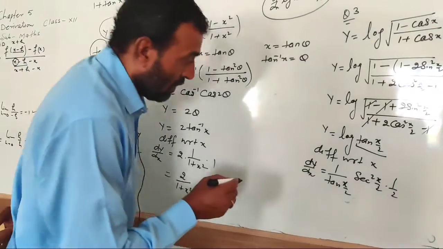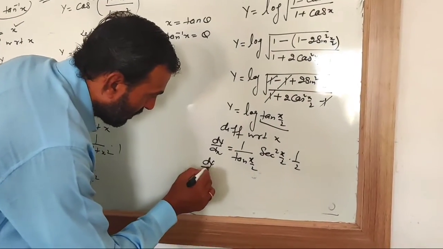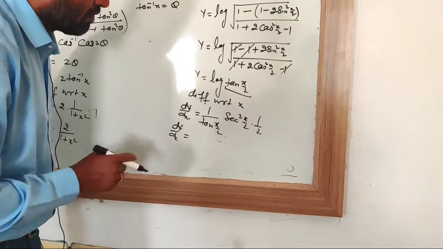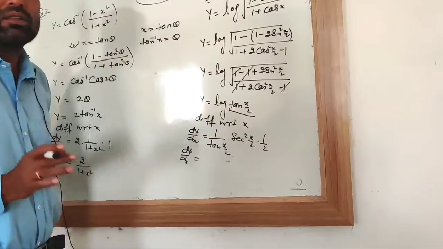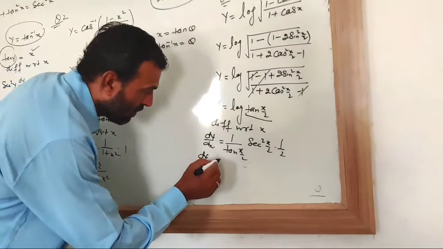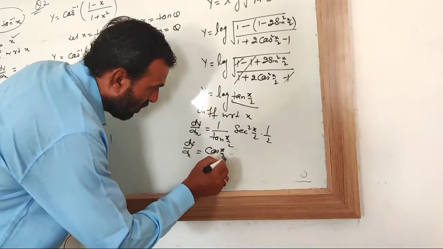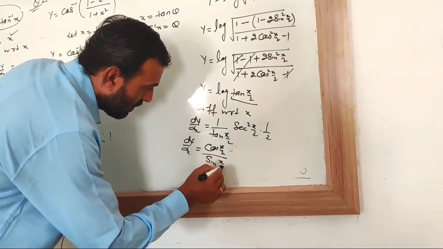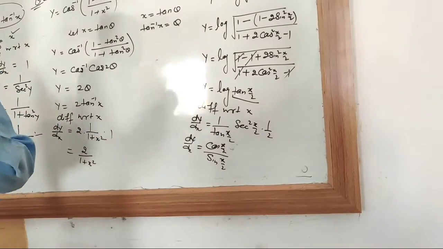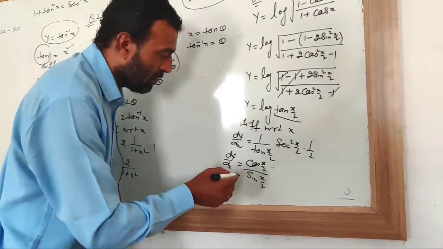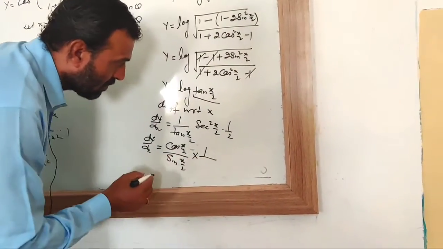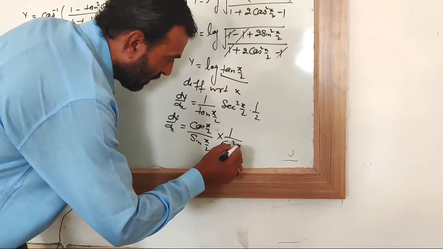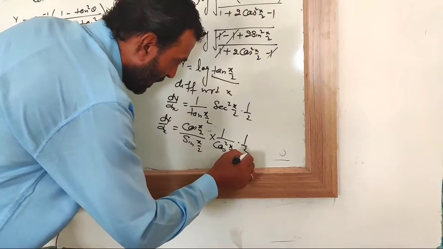So dy upon dx is equal to the same. Tan is sine by cos, so 1 by tan x by 2 is cot x by 2, which is cos x by 2 by sin x by 2. And sec square x by 2 is 1 upon cos square x by 2, multiplied by 1 by 2. The square cancels.